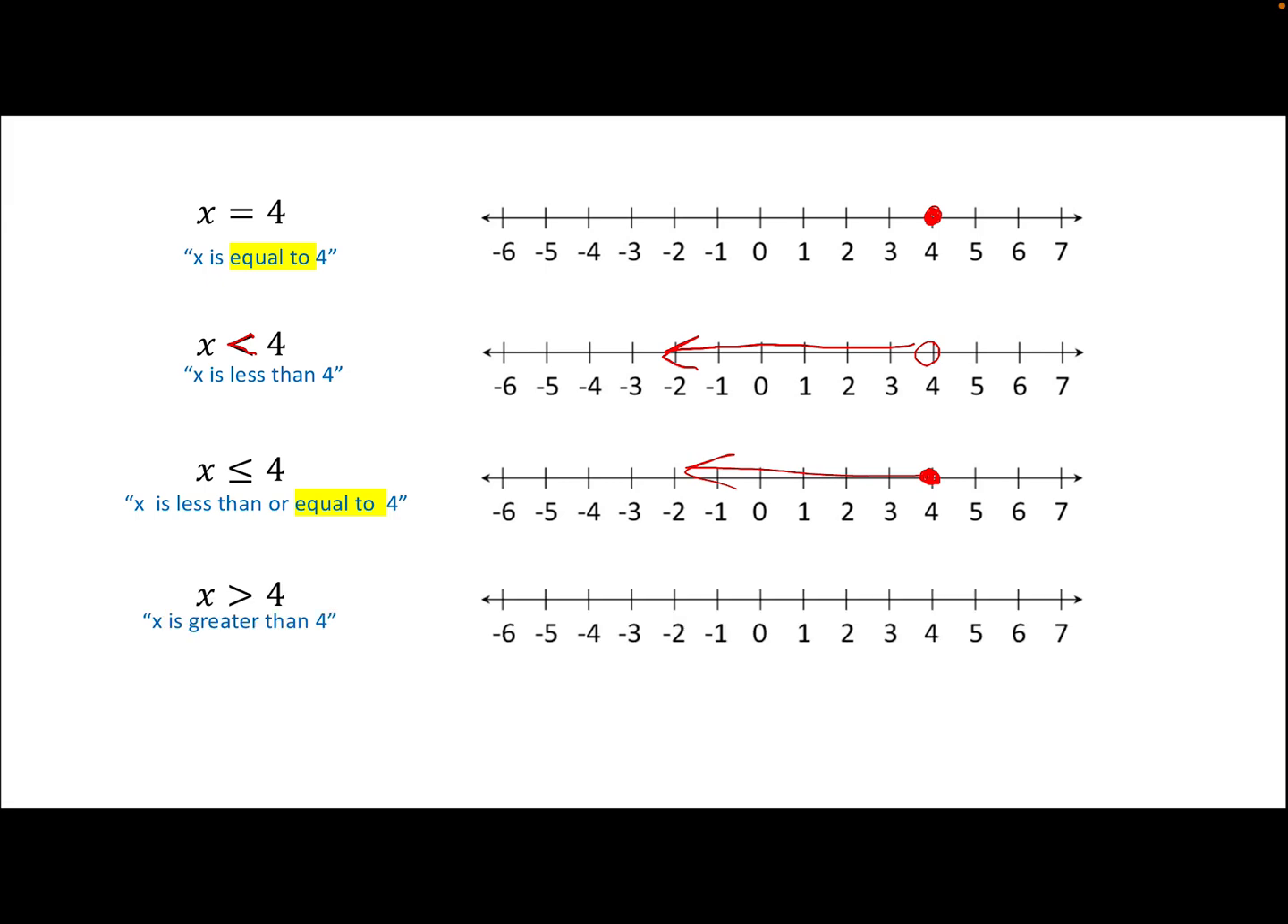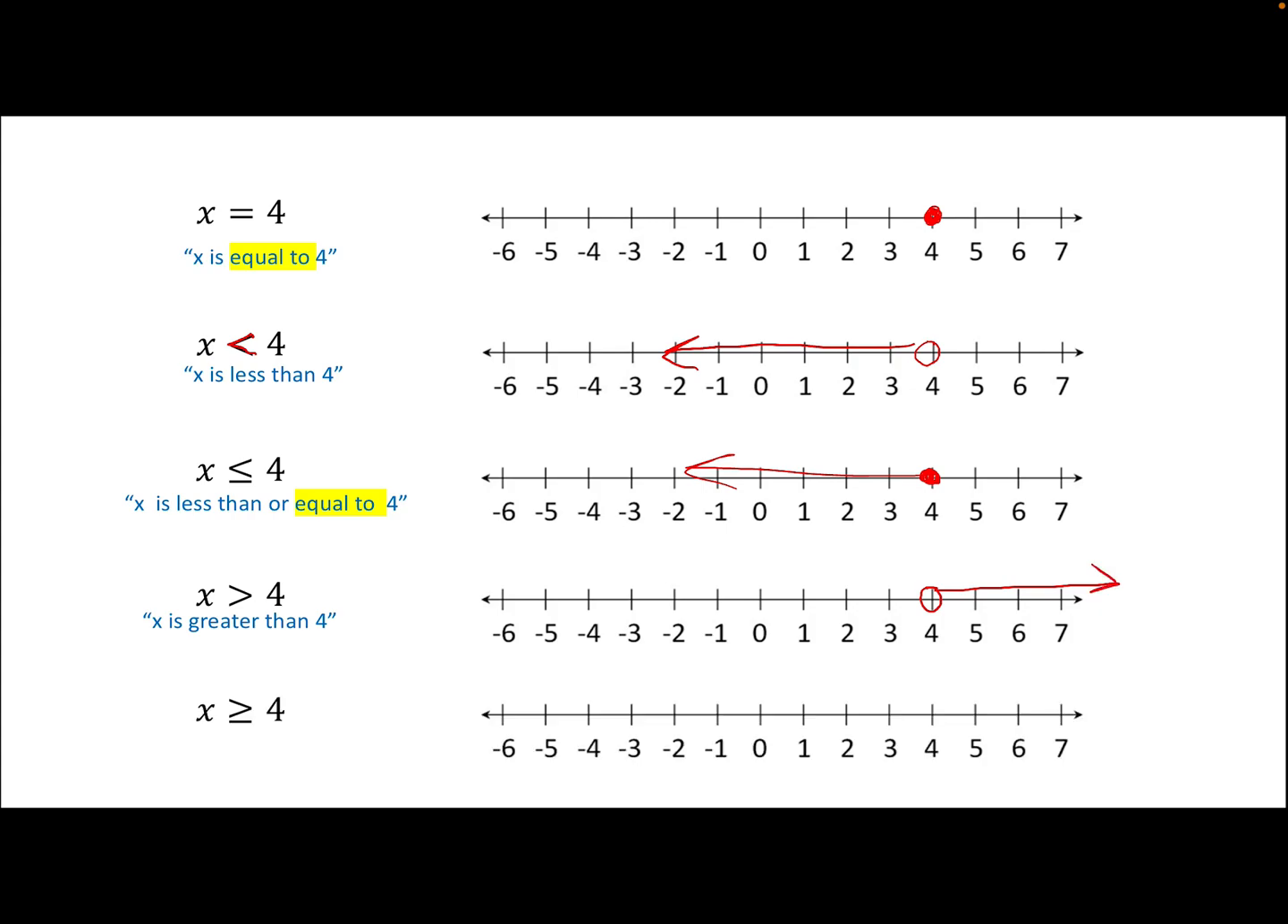For x is greater than 4, this does not include the number 4. There's no line under, so we have an open dot and an arrow to the right. If x is greater than or equal to 4, then we're going to have a closed dot to show that it equals 4 and an arrow to the right. X is greater than or equal to 4. Notice this line underneath shows that will be equal to.